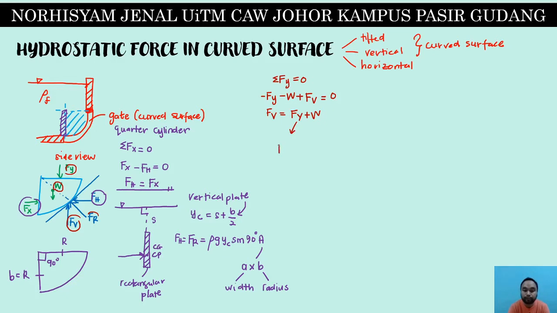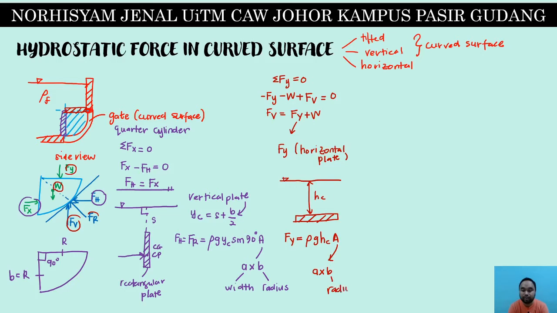For Fy, in order for us to do this calculation, we will use a horizontal plate calculation. Okay, so we have to assume that this is also a rectangular representation, and this should be a representation for this part over here. And the distance from the top or the surface to the surface of the plate should be equal to Hc. To find out Fy, Fy is equal to rho g Hc A, and once again the A is equal to A times B. And the B once again is a radius, the A is the width or the length.